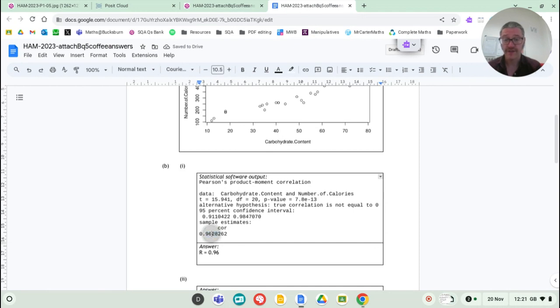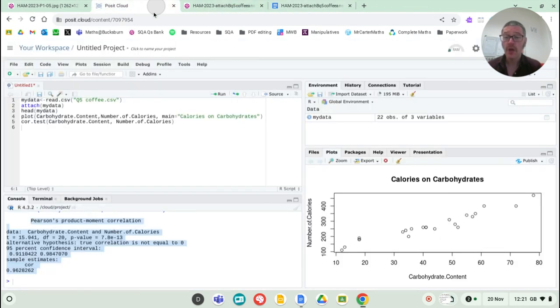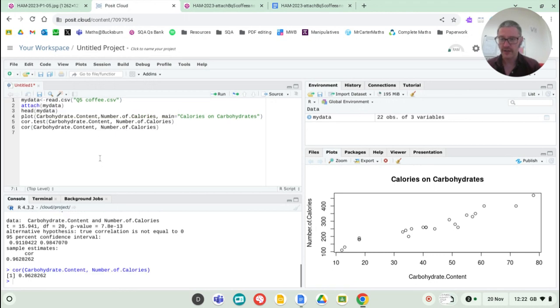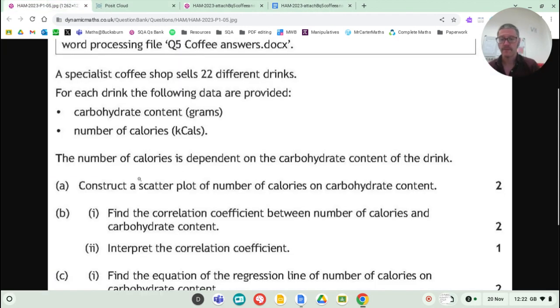It's not enough just to have that there. What you could do, it's not written in the formula list, but you could use this line of code. You could go cor bracket carbohydrate content, number of calories and run that. And it's generated the same result there. You just make sure to highlight that output, maybe even the line of code above, and paste that across. The SQA would be perfectly happy with you generating that.